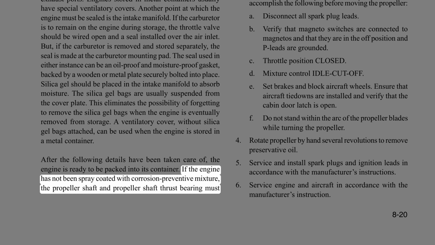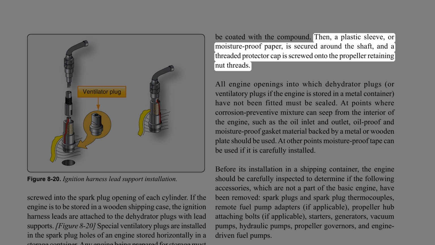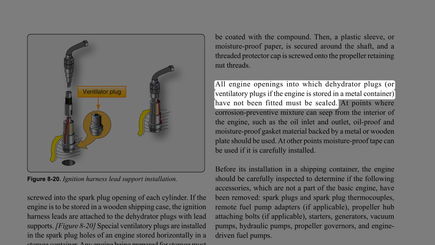If the engine has not been spray coated with corrosion-preventive mixture, the propeller shaft and propeller shaft thrust bearing must be coated with the compound. Then, a plastic sleeve or moisture-proof paper is secured around the shaft, and a threaded protector cap is screwed onto the propeller retaining nut threads. All engine openings into which dehydrator plugs, or ventilatory plugs if the engine is stored in a metal container, have not been fitted must be sealed.